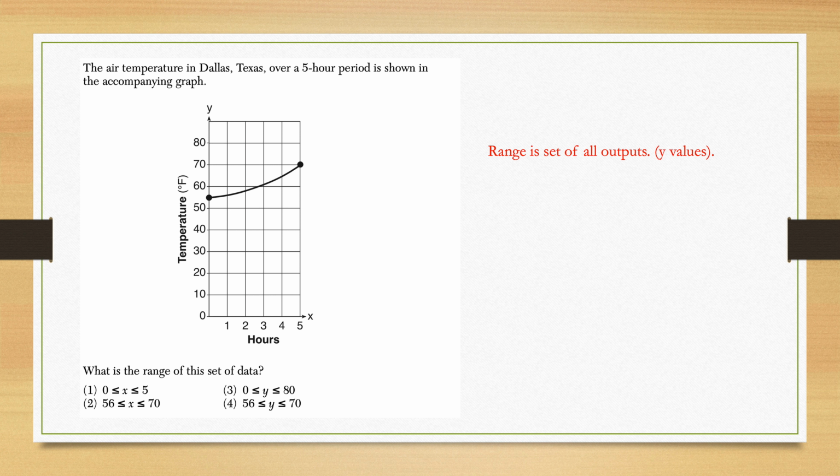Remember, range is the set of all the outputs. The outputs are the y values. So I have to put my attention on the y-axis. And if you notice, the lowest point on the y-axis is here. Highest point is here. So the highest point is 70. I think that's pretty clear. I would have thought the lowest point was 55, but there's no choice with 55, and 56 is there. So we go with that one. It's choice 4. Remember, range is always the y values, not the x values.